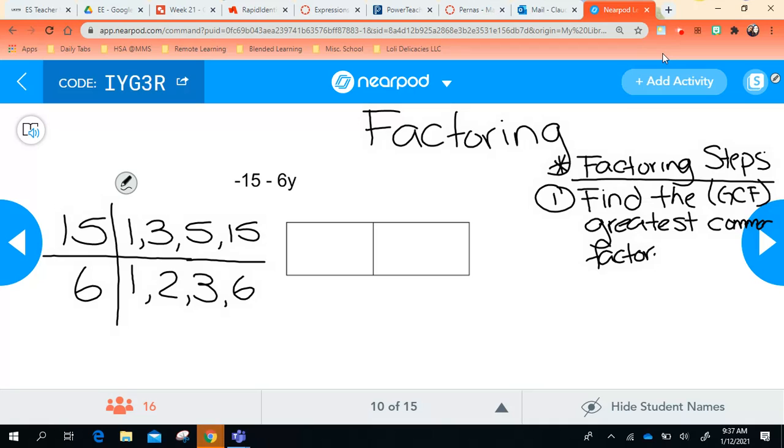So now I'm going to look for my greatest common factor, which is the biggest number that goes into both. I know 1 goes into both, but can 1 be my greatest common factor? No, it cannot. I know 3 goes into 15. Does it also go into 6? Yes. Could that be my greatest common factor? Yes, because that is the biggest number that goes into both. 2 doesn't go into both. 5 doesn't. 15 and 6 also do not. So my greatest common factor is going to be 3.